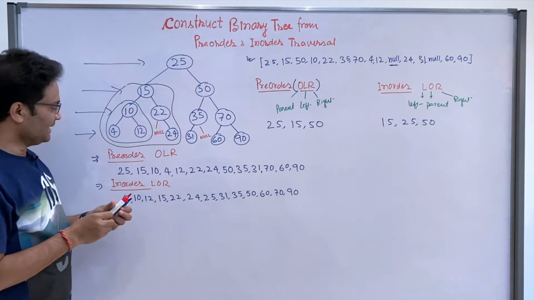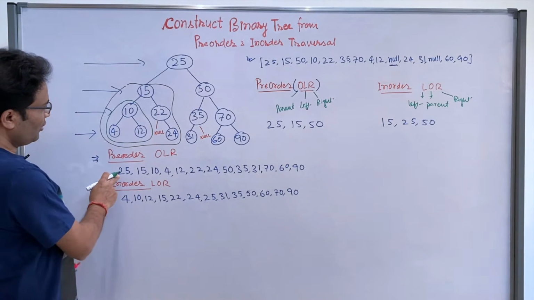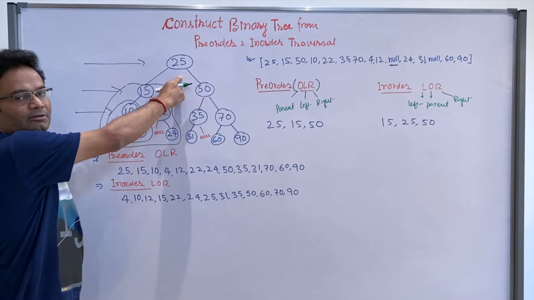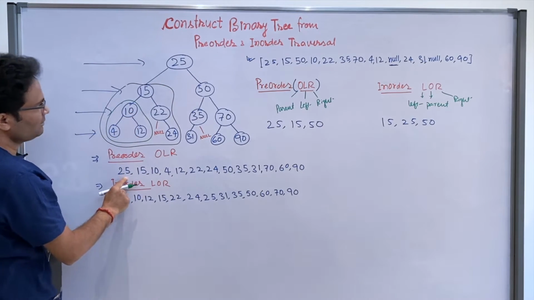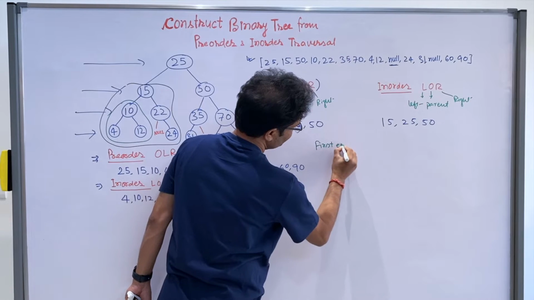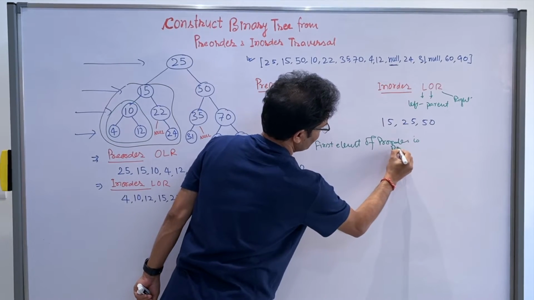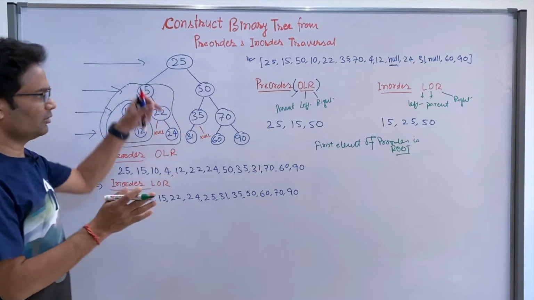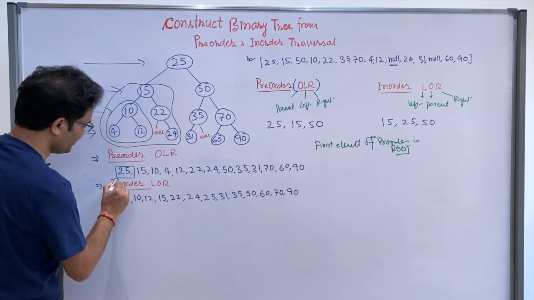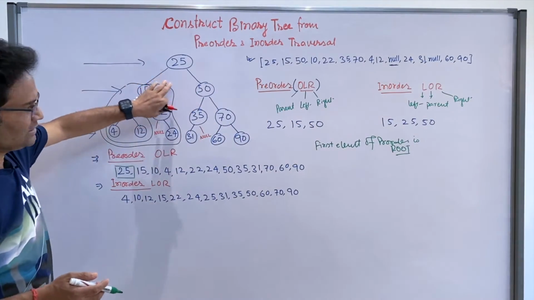Let me just do some analysis here. If you see that in the pre-order, the first element of the pre-order is always the root. So again, if you see, this is the 25, this is the 25. So you can say the first element of pre-order traversal is root, always. Whether this is a root for the main tree or a root for the subtree, it is always the root. From here we will try to make one tree, and you can see this is the equivalent tree.